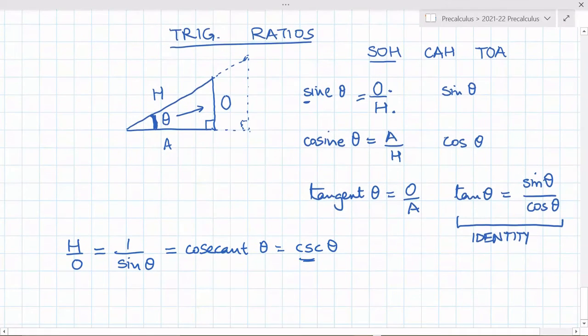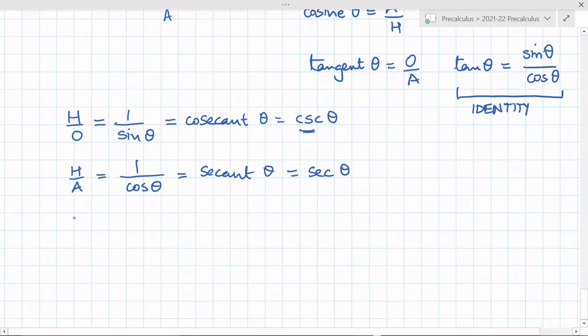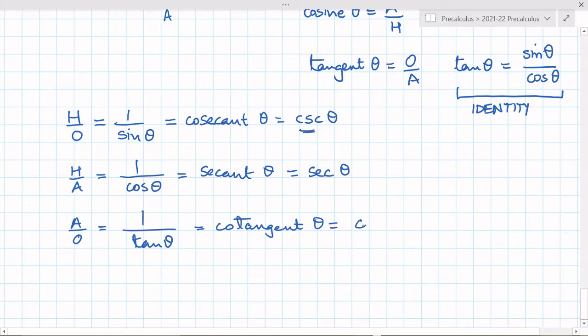And if I did the opposite of this, H over A, I have 1 over cosine theta. This is called secant theta or sec theta in short. And if I do A over O, this is 1 over tan theta, which is cotangent theta, or cot theta for short.